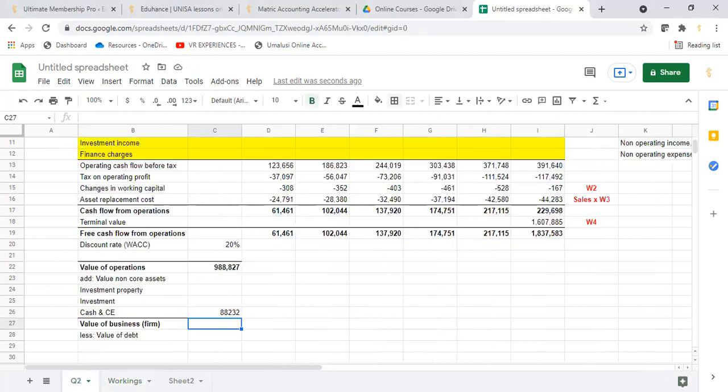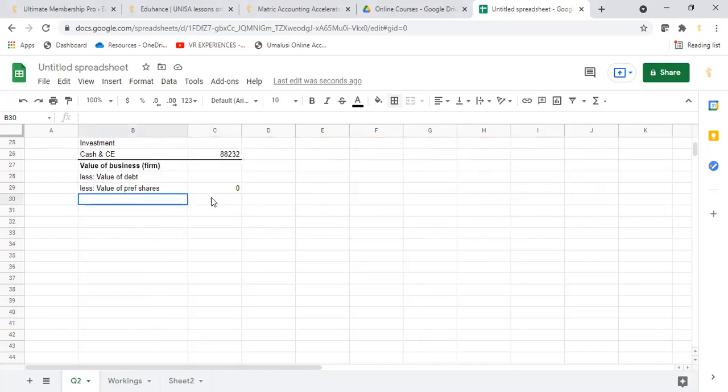Okay, so we're going to have value of debt. Once we have value of debt, we will have the value of equity. So now we just say less value of pref shares. There's nothing in this case. I'm just going to make it zero. I'm just giving you the full picture. You don't have to put in value of preference shares if there's nothing. And this will give us value of equity, 100%.